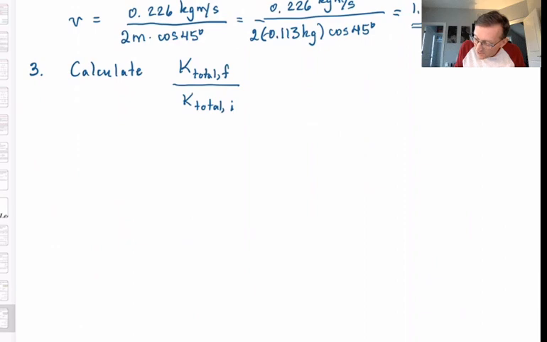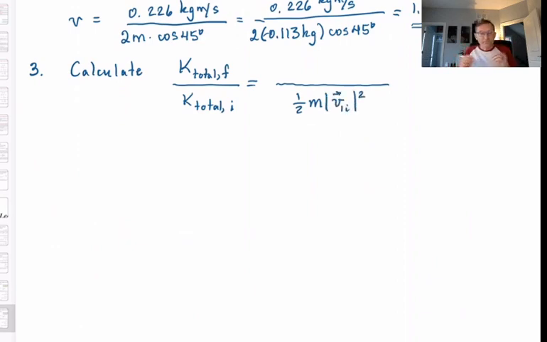All right, this calculation is actually not as hard as you might think it originally. Think about the denominator first, K total initial. Think back, before the collision, particle 2 was at rest, no kinetic energy at all. Particle 1 was moving, so it has kinetic energy. Remember the formula, 1/2 m magnitude of velocity squared. So 1/2 m magnitude of V1 initial squared. That's a symbolic expression for K total initial.